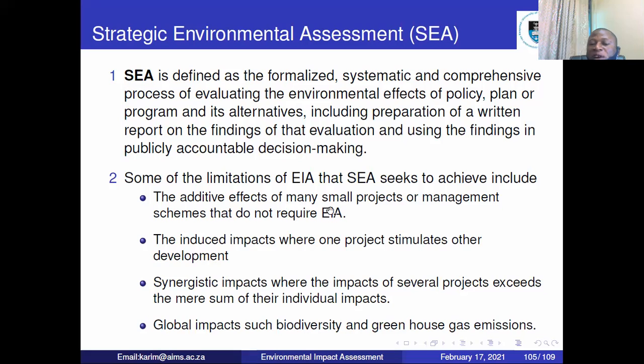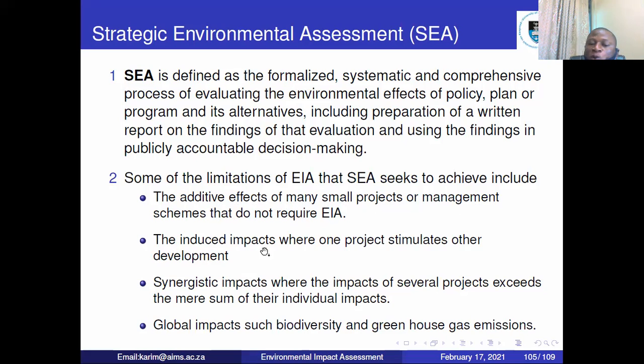So the additive effects of many small projects or management schemes that do not require environmental impact assessment. There are a lot of projects you don't need to go through environmental impact assessment before they allow you. But when there are many, then the effect will come. So you need to do the monitoring and then evaluate these impacts.